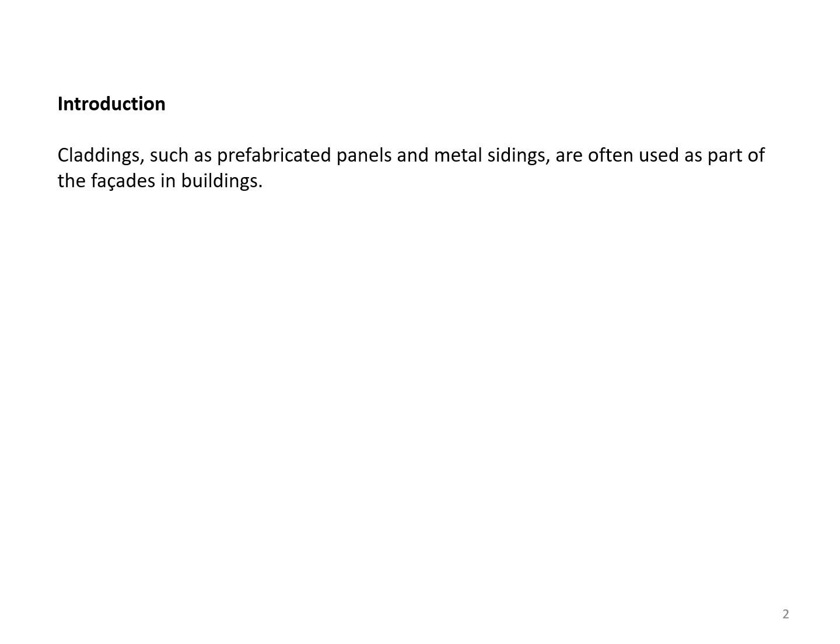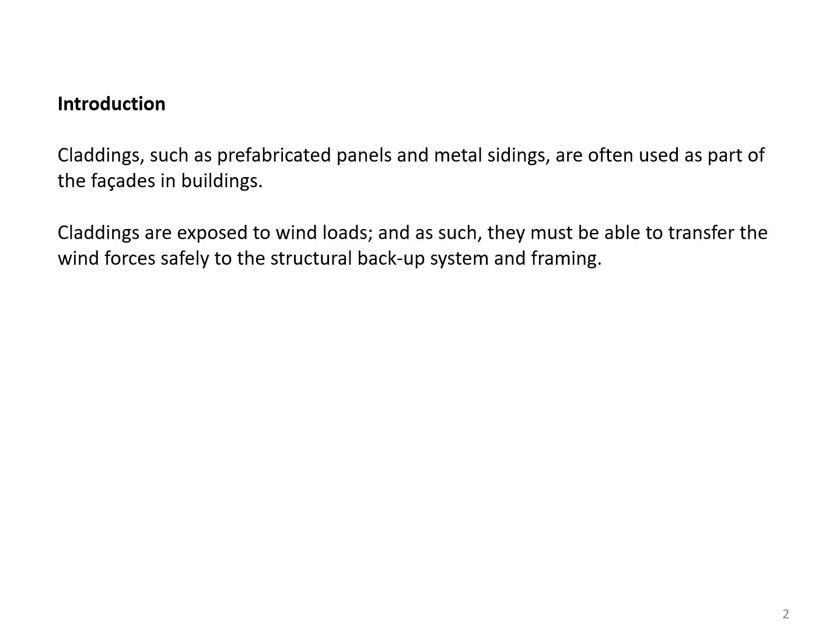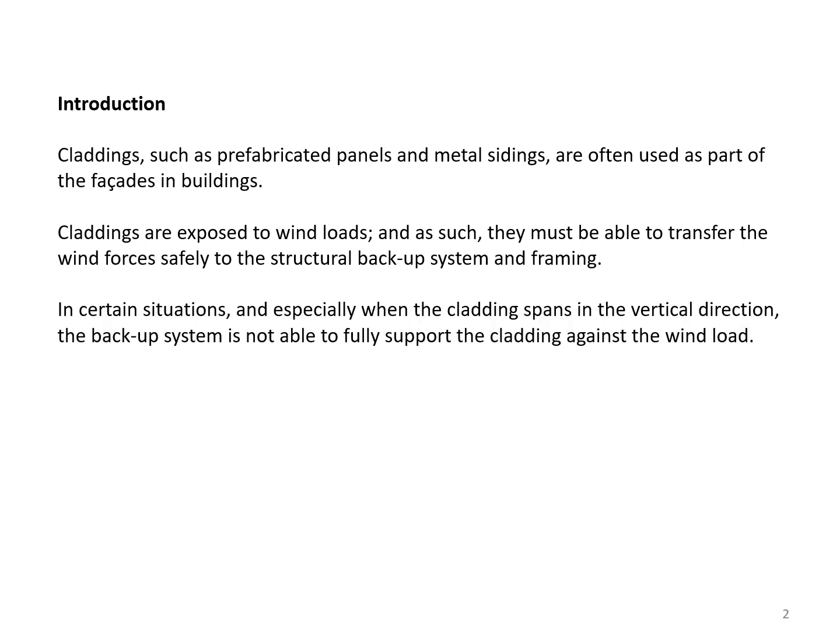Cladding, such as prefabricated panels and metal sidings, are often used as part of the facades in buildings. Claddings are exposed to wind loads, and as such, they must be able to transfer the wind forces safely to the structural backup system and framing. In certain situations, and especially when the cladding spans in the vertical direction, the backup system is not able to fully support the cladding against the wind load. To clarify, let's examine this in a cladding detail.